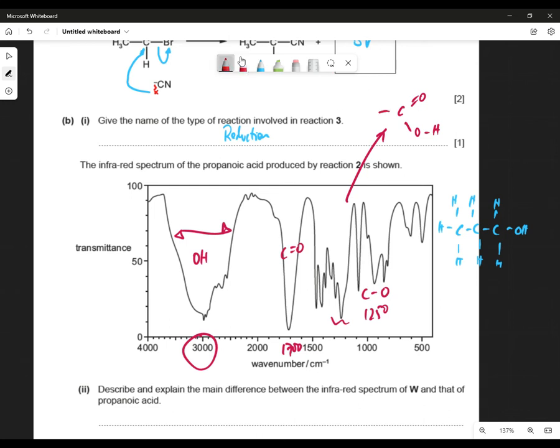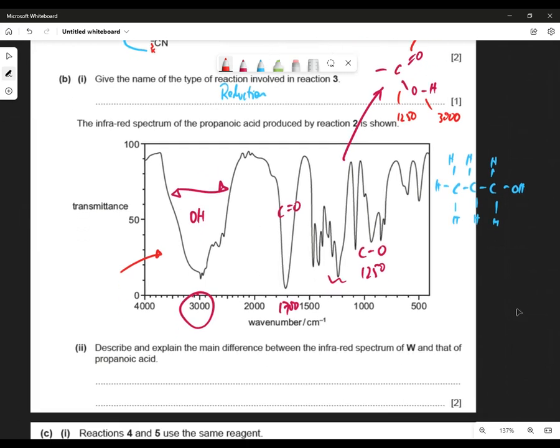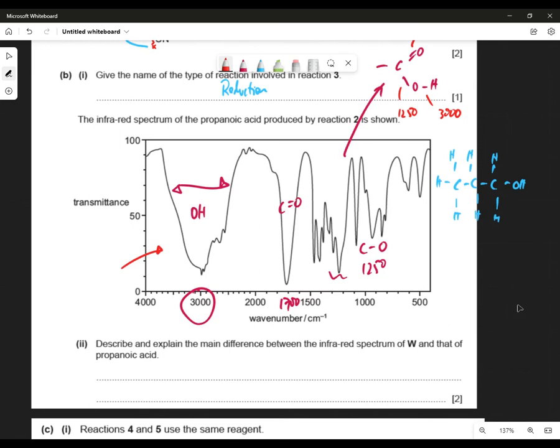this one, let me see if I can draw this. This one dings at about 1700, this one dings at about 1250, and this one dings at about 3000. Okay, so if I were to look at this infrared, I'd say, yeah, that's a carboxylic acid because it's got all 3 groups. Okay. Anyway, so what's the difference between that and propan-1-ol? Well, propan-1-ol will have this. It will even have this because there's a CO bond, but it won't have this.